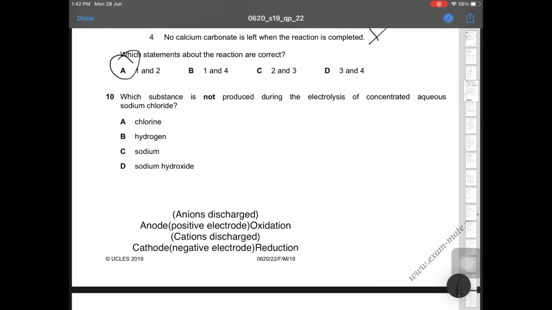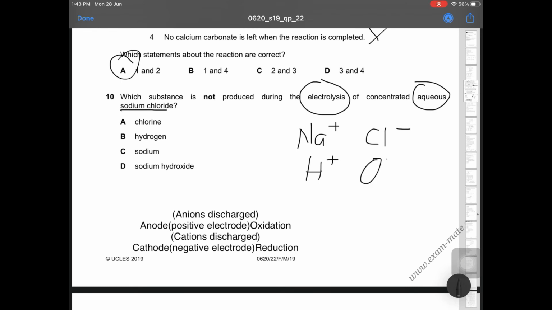Alright, so now for question number 10, which substance is not produced during the electrolysis of concentrated aqueous sodium chloride? So firstly, we need to know what electrolysis is. Electrolysis is the breaking down of an ionic compound in aqueous or molten solution. And here the ionic compound is sodium chloride, so it will be decomposed to produce Na+ and Cl- ions. And we should not forget about the word aqueous. That means it contains water. So water contains H+ and OH- ions.